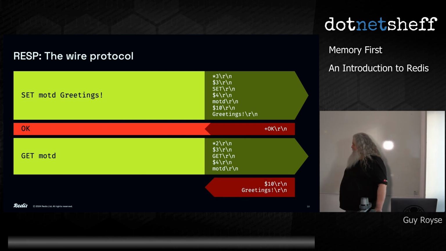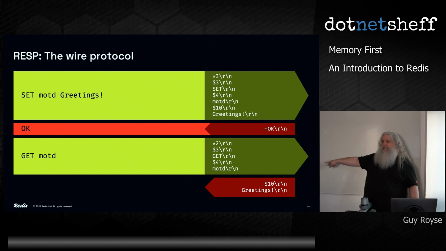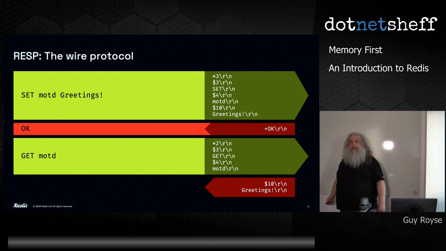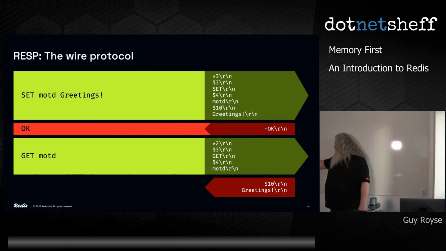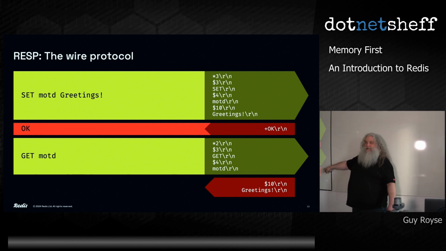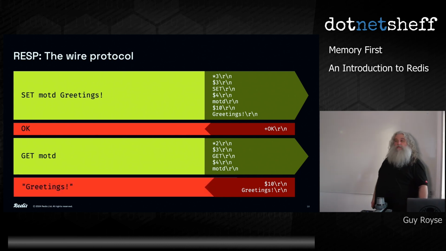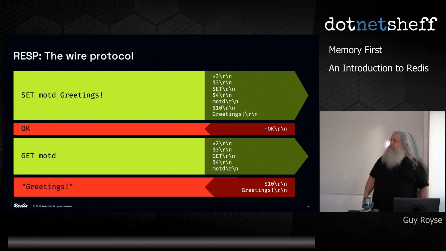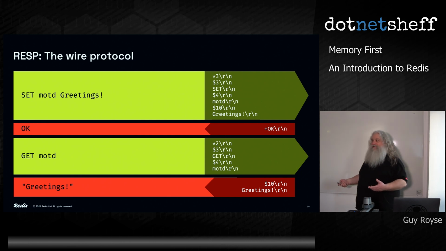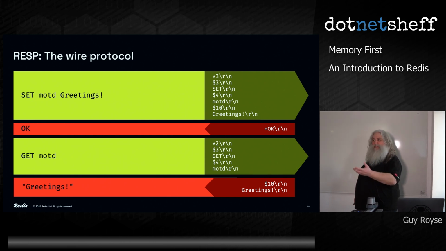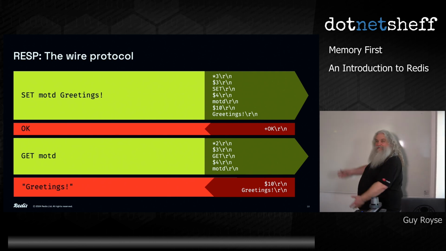And then it returns here. The word greetings is not an embedded string, it's a raw string, and so it's got the $ sign in. So when it comes back, it puts a little $10. It says, I'm responding to you with a string that's 10 characters. And here it is. And then you get the string greetings back. So this is the underlying wire protocol. If you've used Redis before, this is one of those bits where you probably didn't know this.